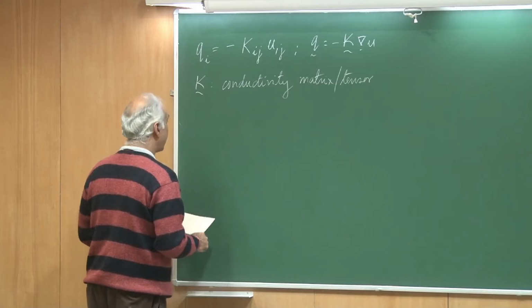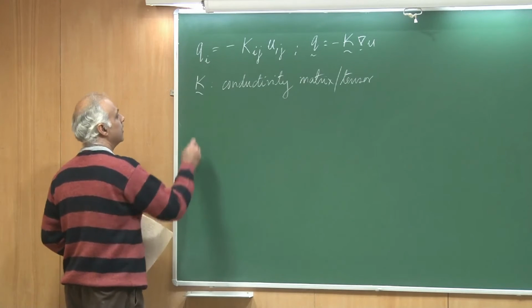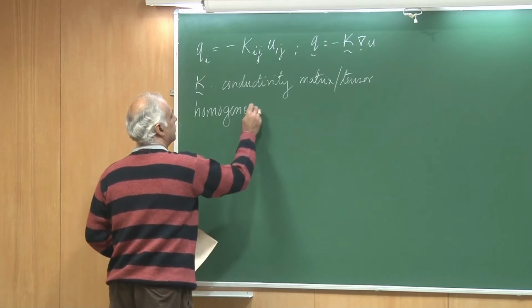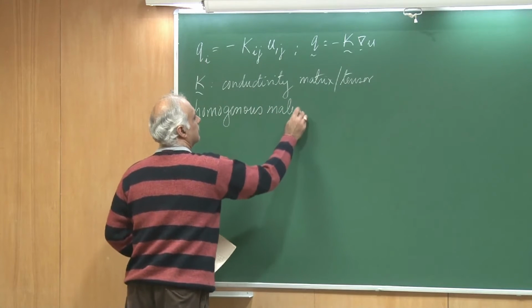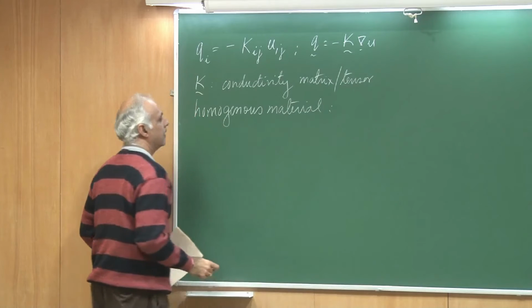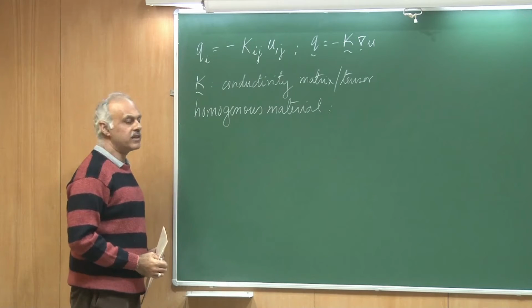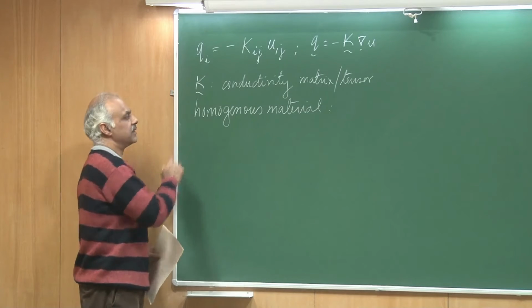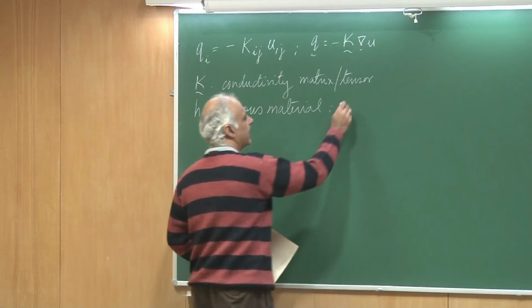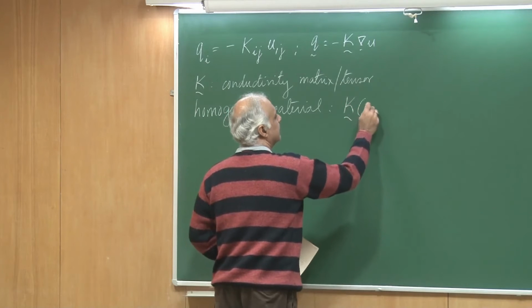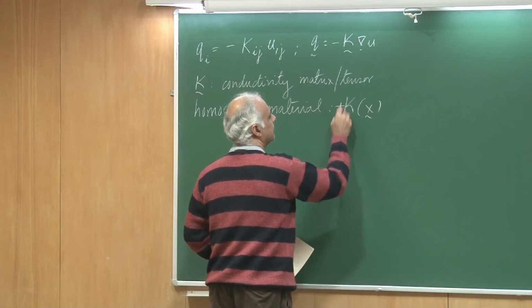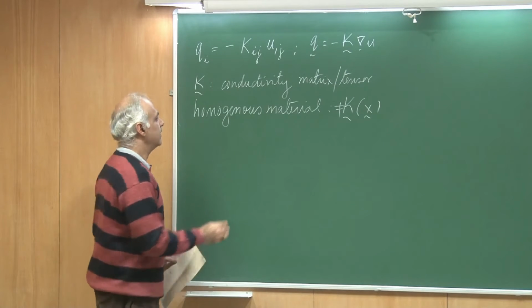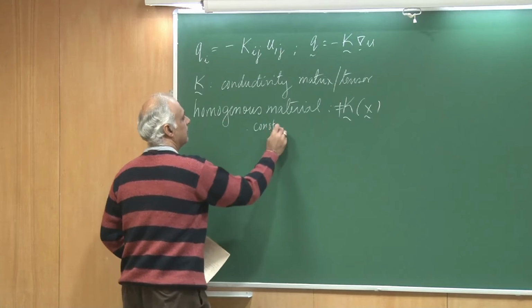We are also going to look at some other aspects. So what about a homogeneous material? So if my property does not depend on the location at which I am, it's same throughout, that's what a homogeneous material would be, and that would imply that K is not a function of x. Okay? So it is constant everywhere.